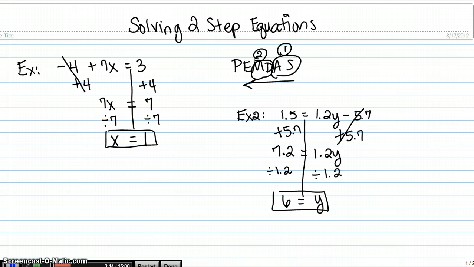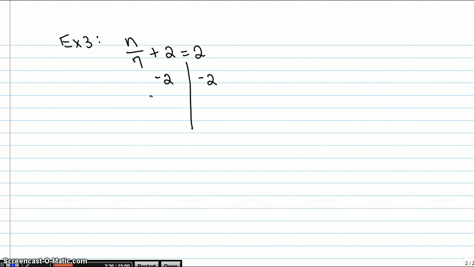All right, one more example hopefully will help us out a little bit. Example 3, last and final example. If I have n divided by 7 plus 2 equals 2. Again, working the order of operations backwards, I've got to undo the addition first. So I'll subtract 2 on both sides of my equation. The 2's cancel here, leaving me with n divided by 7. Bring down your equals. 2 minus 2 is 0.